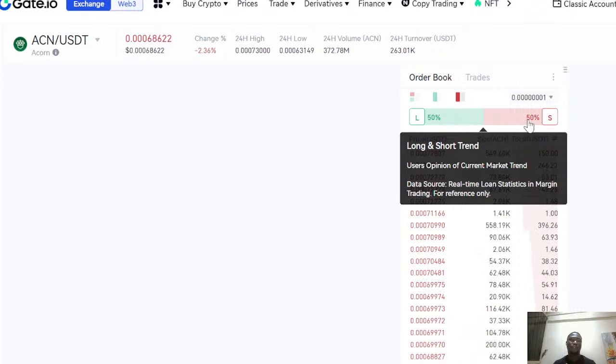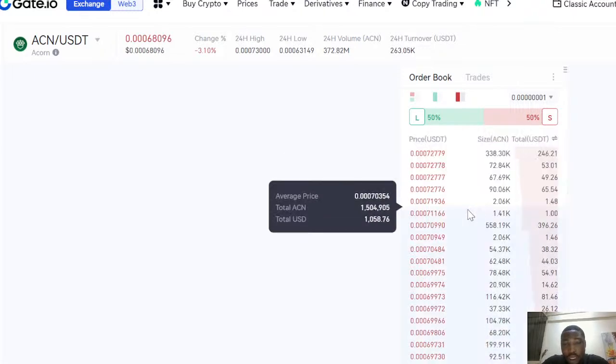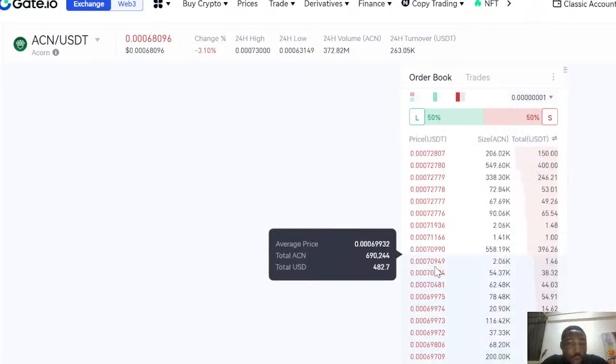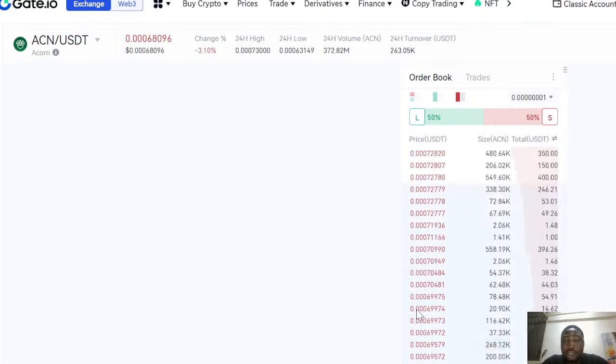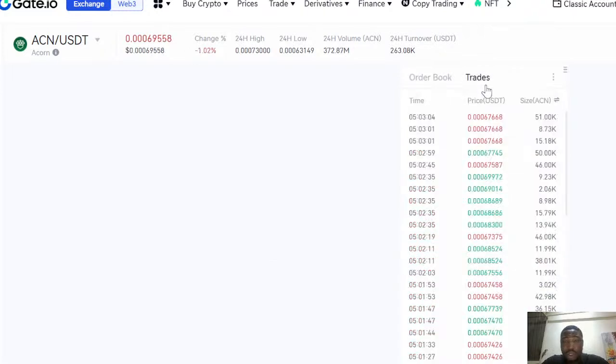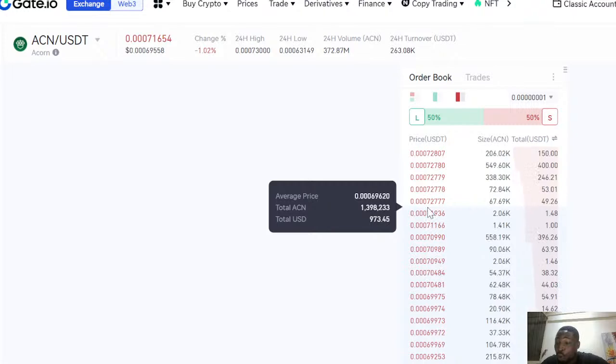Now use it as an option for the current market trend. This gives you an idea that when it gets to this area, you have to study the market and how the order books are being moved. Then you know how to go about the market. This is the order book of how the market is going.